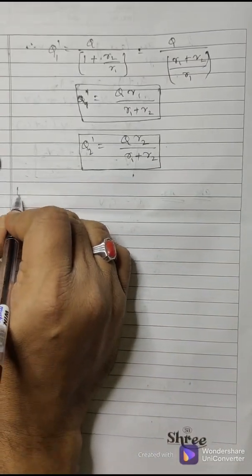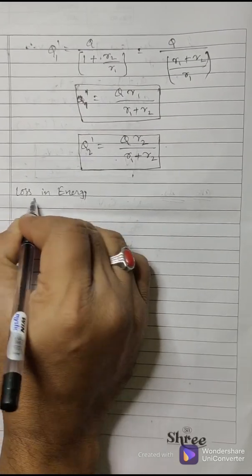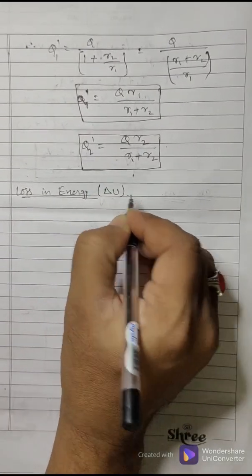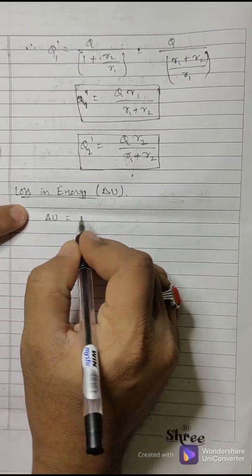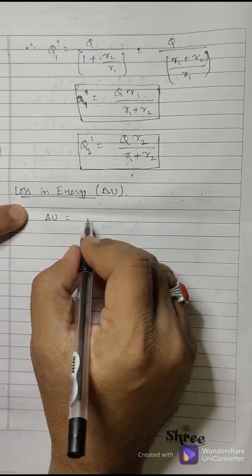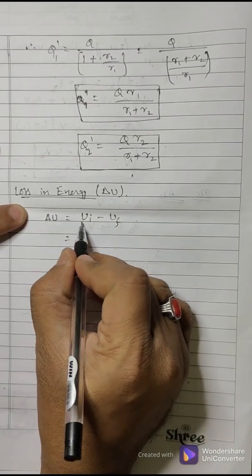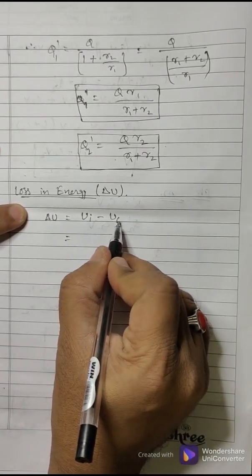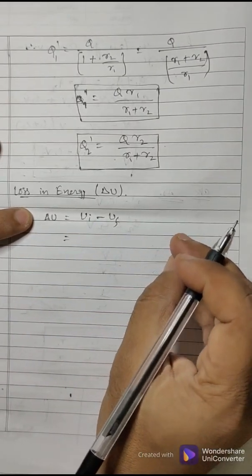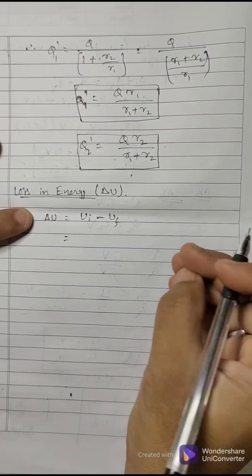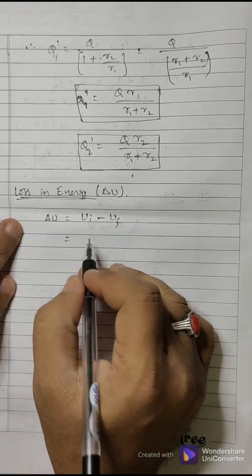Now, loss in energy. Say delta U is the loss in energy. What is loss in energy? Loss in energy is nothing but initial energy minus final energy. Here the total energy of the two spheres is greater than the final energy. When charge flows through a wire from one sphere to another, the energy is said to be lost in the form of heat. So that energy loss is called loss in energy. Okay, so therefore we can calculate this.